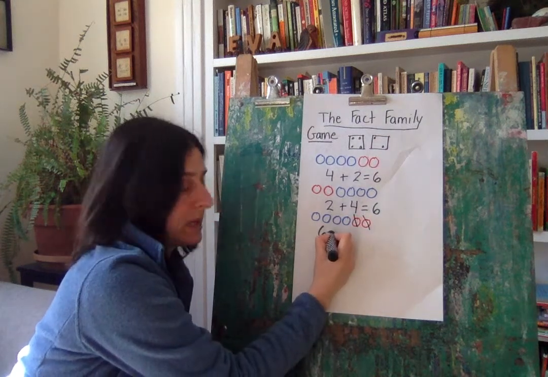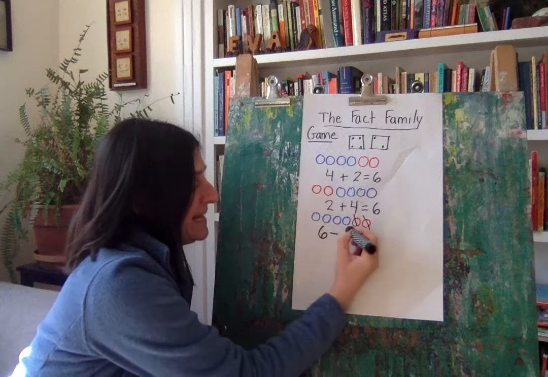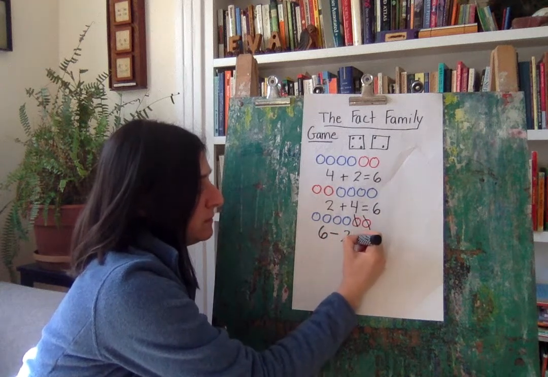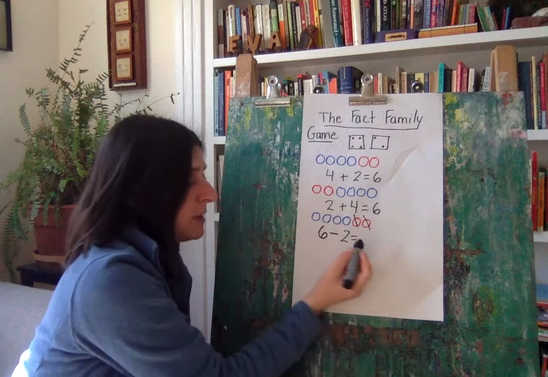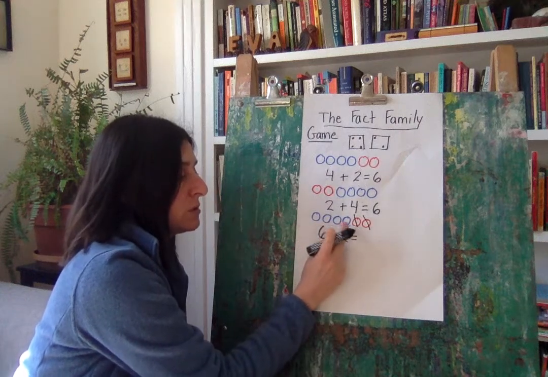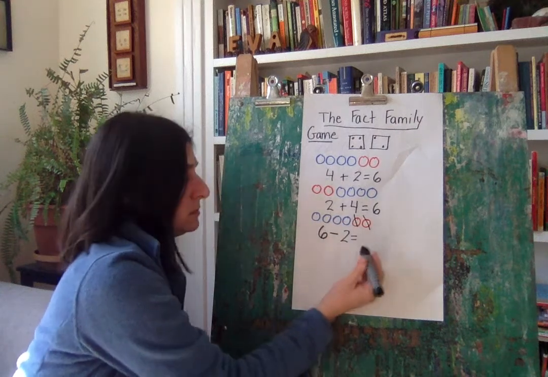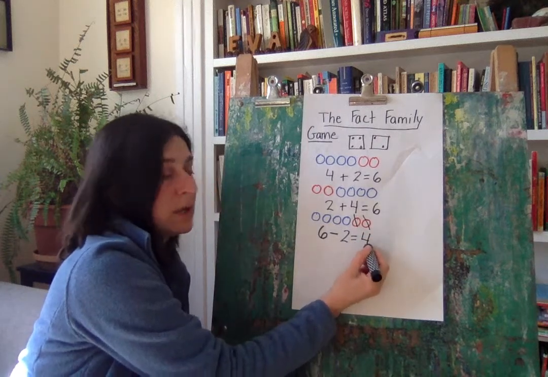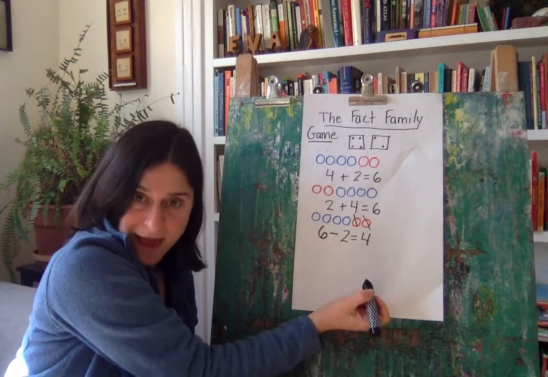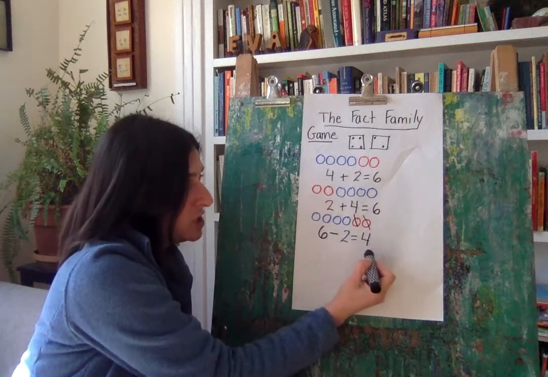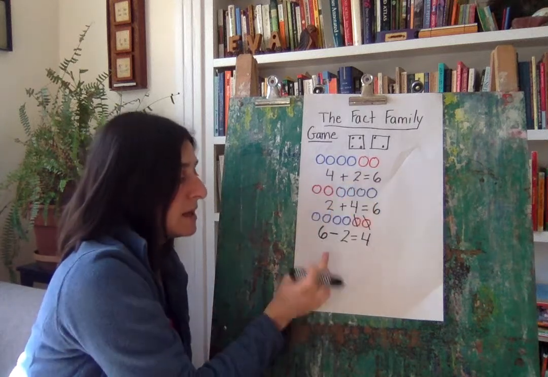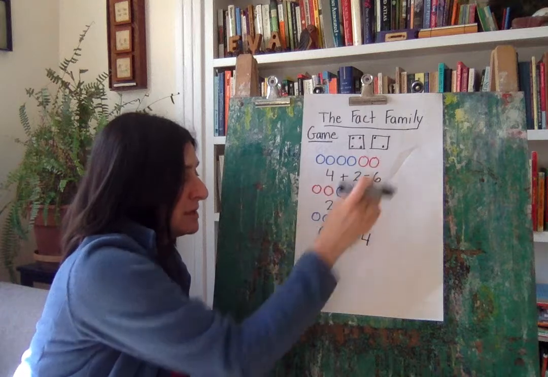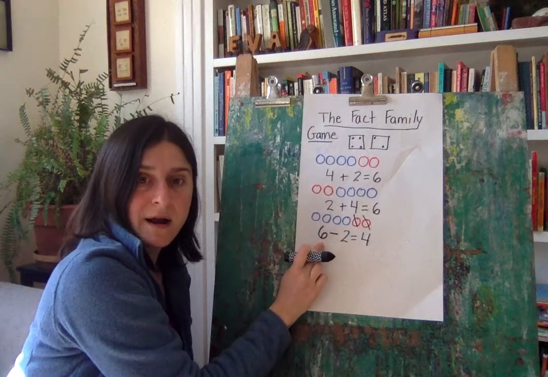And then I'm going to record it here. 6 minus 2. And how much is left? 1, 2, 3, 4. The 4. 6 minus 2 equals 4. Look at that. I made a new equation with those same 3 numbers. 4, 2, and 6. There they are.